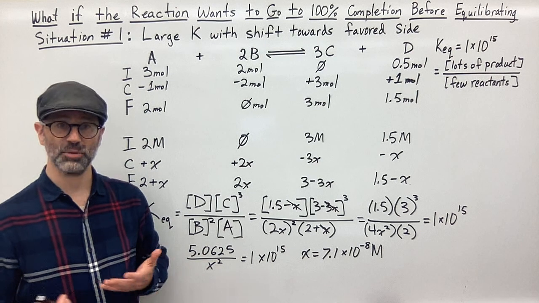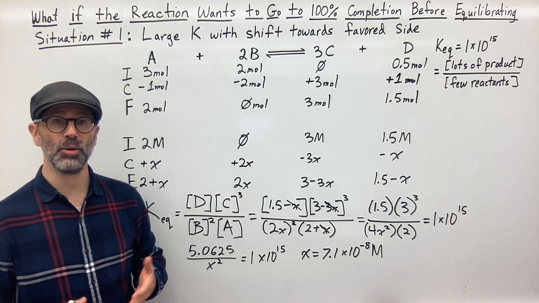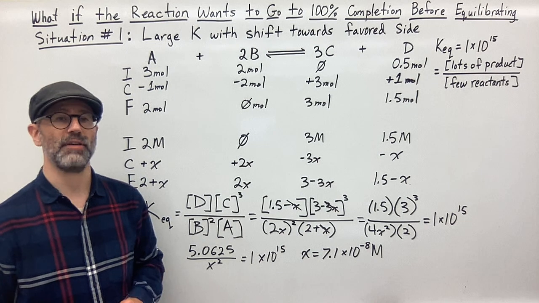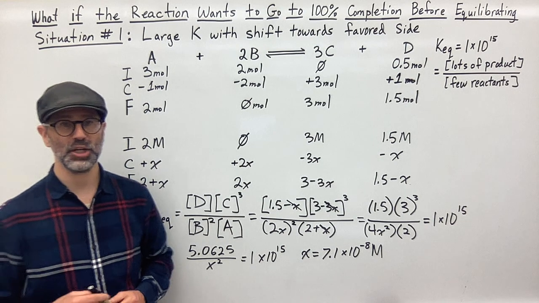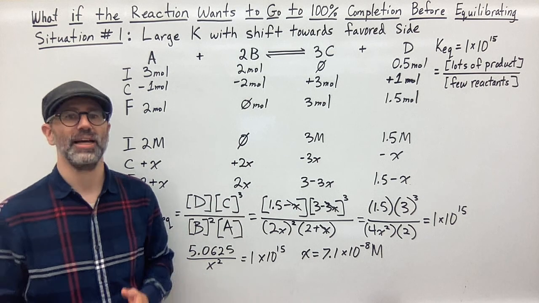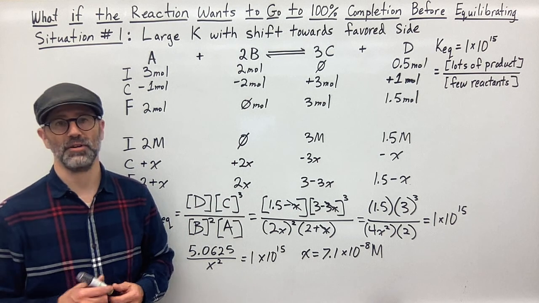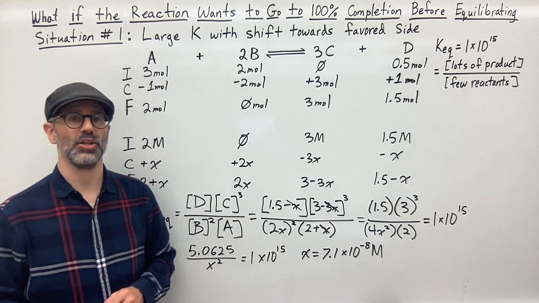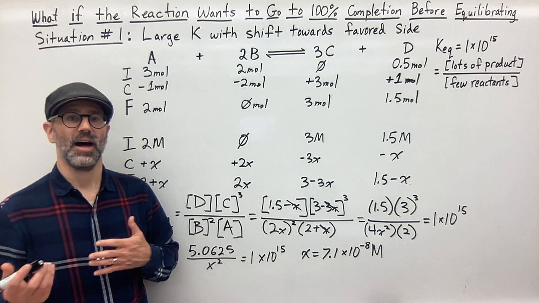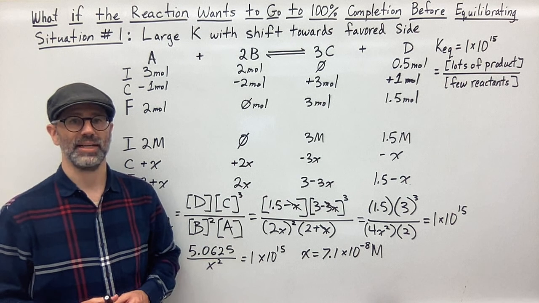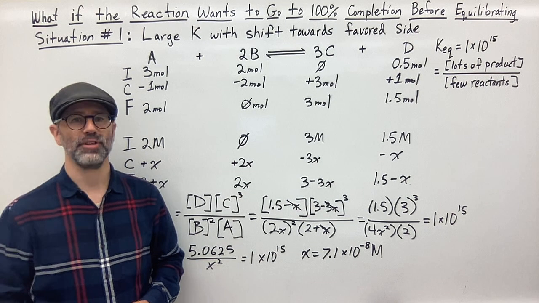And that, ladies and gentlemen, is how you deal with a problem where K is large and it's shifting towards the favored side. In my next video, I'll talk about what do you do when K is very, very small and it's shifting towards the favored side. Well, even in that case as well, you have to do a stoichiometry table followed by an ICE table. So stay tuned for that.